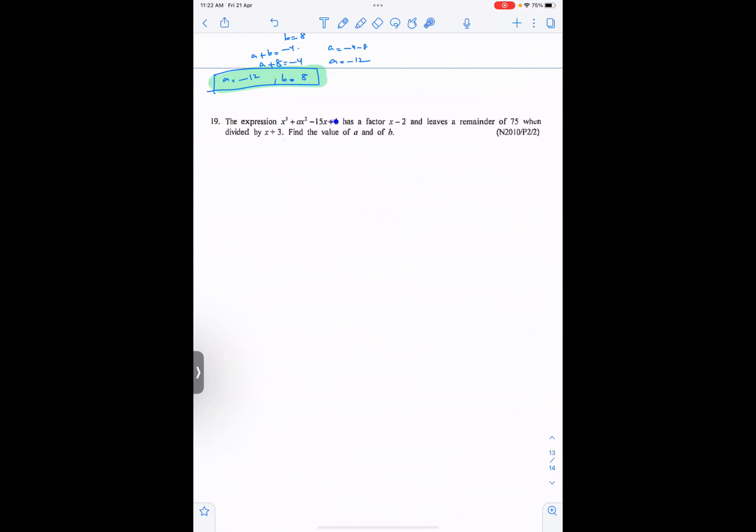The expression has a factor of x minus 2. That means when you plug in x equals 2, the remainder is going to be 0. So substituting x equals 2, remainder equals 0. You just have to plug in 2 into this: 2 cube plus a times 2 square minus 15 into 2 plus b equals 0.